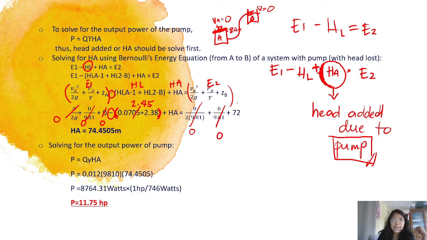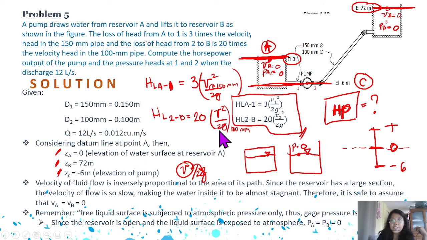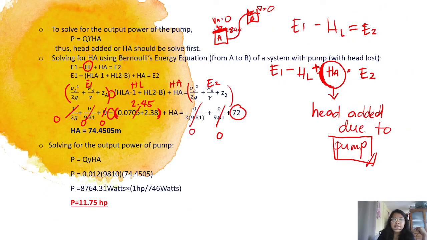And then, ang meron na lang tayo is si ZB. Si ZB galing siya dito sa figure lang. Ayan, elevation niya is 72 meters. Okay? So, 72 meters. Then, ang nawawala na lang naman na dyan is HA. So, calculating that, i-dictate ko para masunod. So, 0 plus 0 plus 0 minus 2.45 plus HA is equal to 0 plus 0 plus 72.